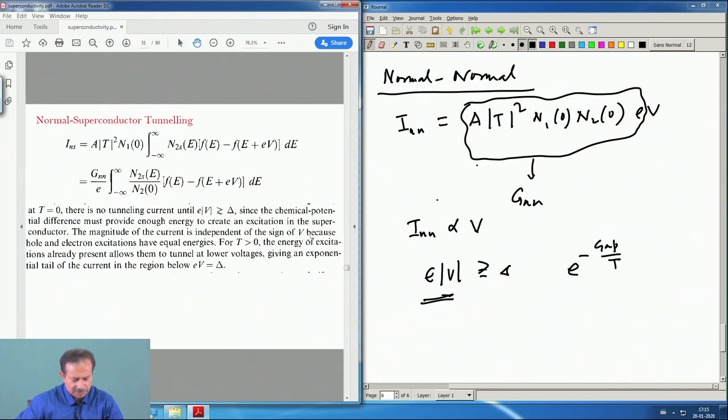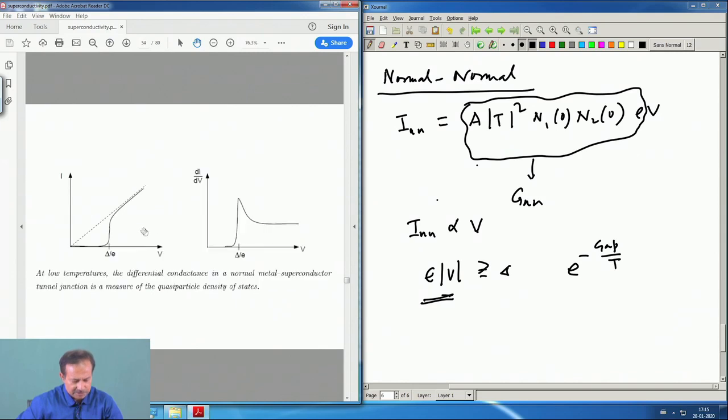Let me show you some pictures first. This is the current versus voltage, for example. As you can see, the normal one is the dashed one, whereas this one has a gap. The normal to superconductor tunnel junction gives you no current until your voltage hits delta by E, and then it starts picking up, and after that it becomes linear.